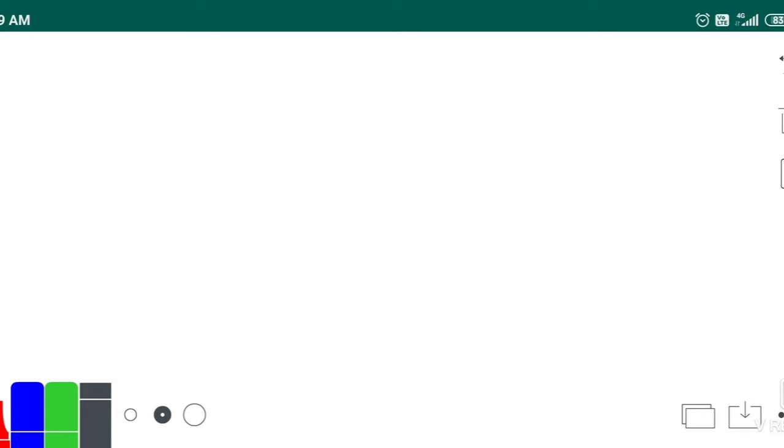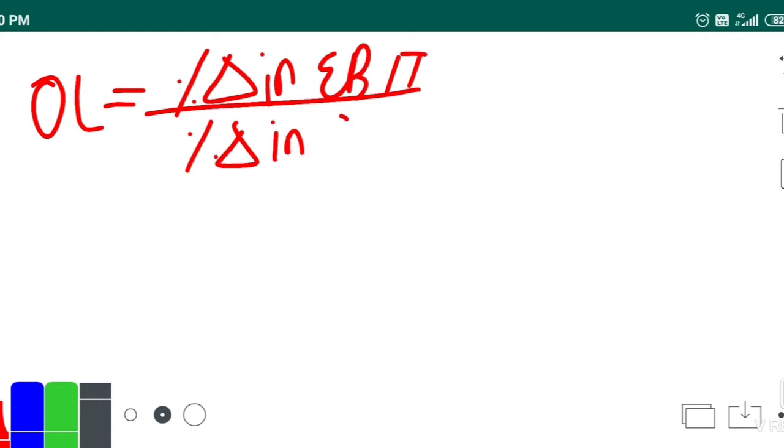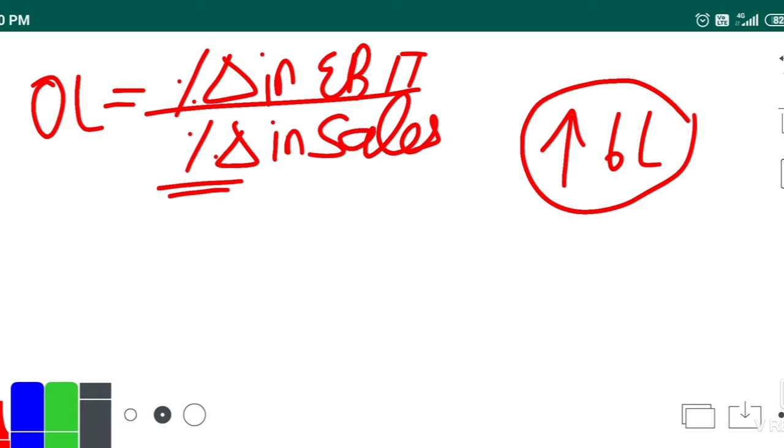So now what you have to do is write your operating leverage formula here. Operating leverage is equal to percentage change in EBIT by percentage change in sales. Now we first have to see the question. In the question it was given that sales has increased by 6 lakh rupees. The 6 lakh rupees increase is given in the form of numbers. You have to convert it into percentage so that we are able to substitute it in the formula.